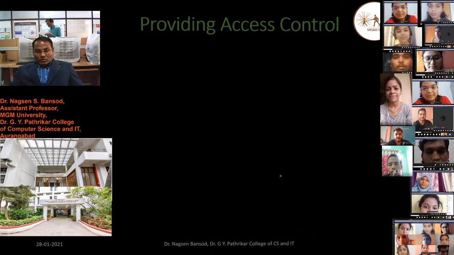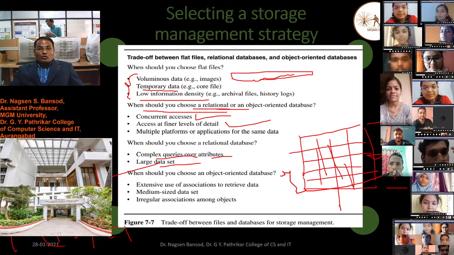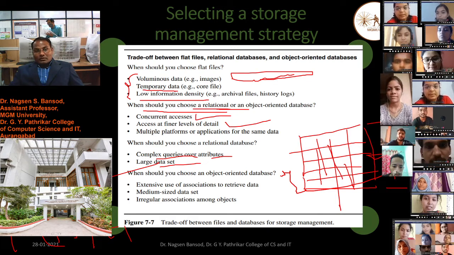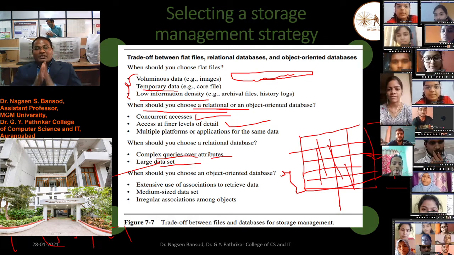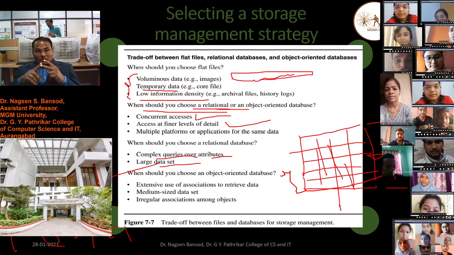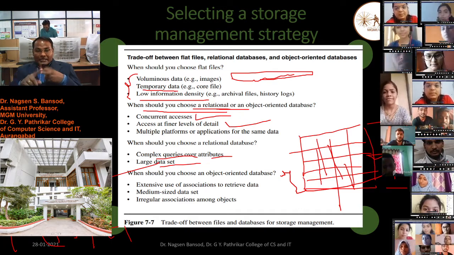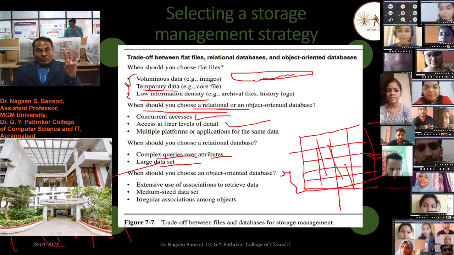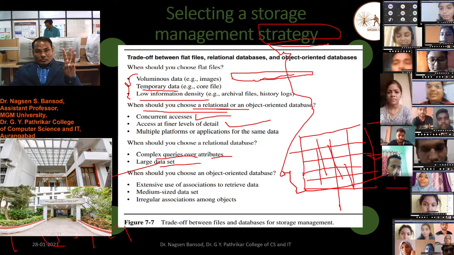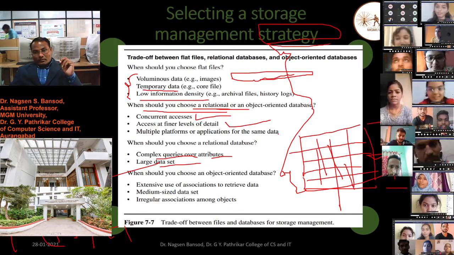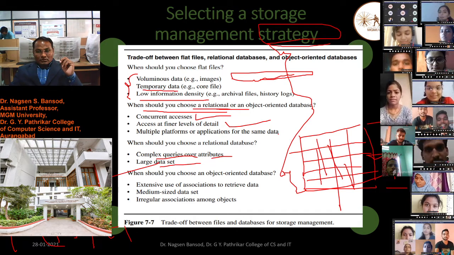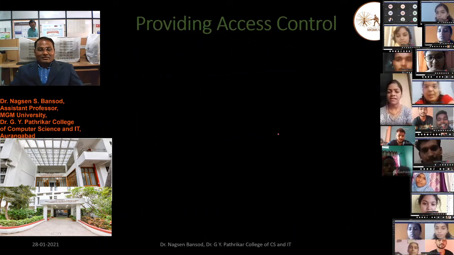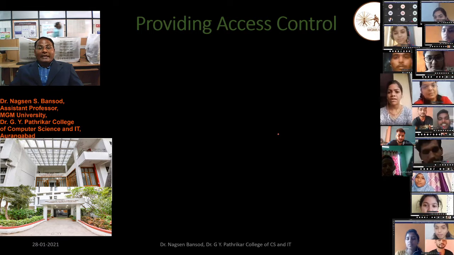Providing access control. Do you have any question regarding this storage management strategy? Data storage management strategy: there are three ways, flat file, relational and object oriented database. There are three strategies. Do you have any question? Okay. Then providing access control.